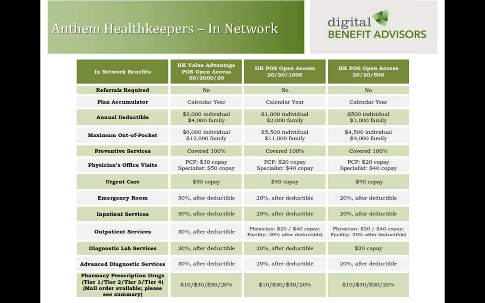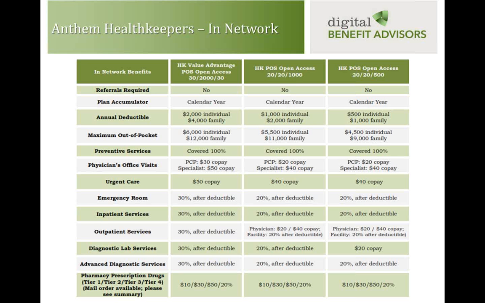And then lastly, we have the Healthkeepers point of service 20-2500. This would be what we would consider your richest plan that's available to you. So if you are someone who really does not like a lot of exposure when you're paying deductibles and so on and so forth, and you'd rather pay a little bit more out of your paycheck, then you may want to consider this plan. It's a $500 individual deductible, $1,000 for a family, and then the maximum out of pocket is $4,500 for an individual and $9,000 for a family. The office visits are $20 and $40, and then a $40 urgent care copay. And then this plan also has the 20% after the deductible.